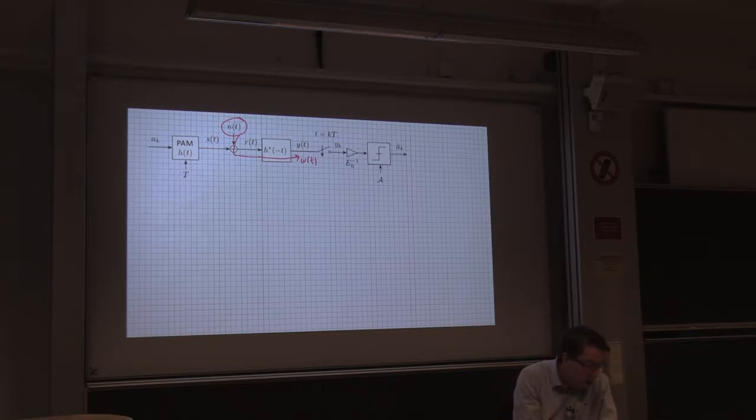The next step is that we sample W once every T seconds, and then we get a number Wk here. What do we know about Wk? We knew from before that it's a Gaussian random variable with 0 mean, and it has a variance which is n0 over 2 times EH. So now we know the statistical properties of W.